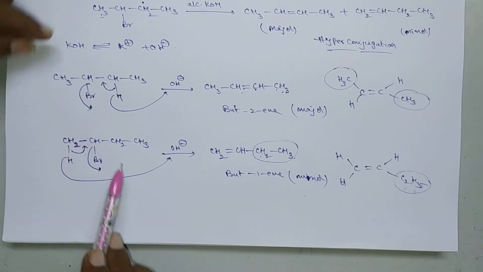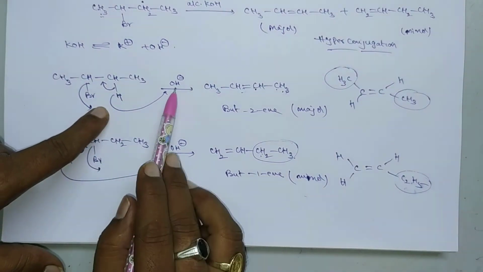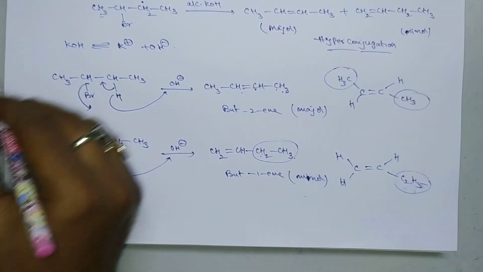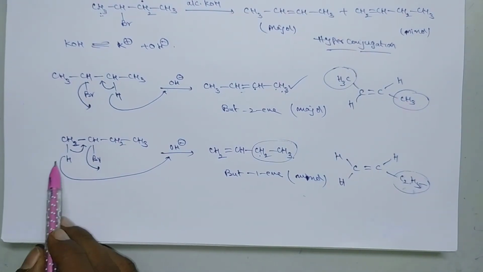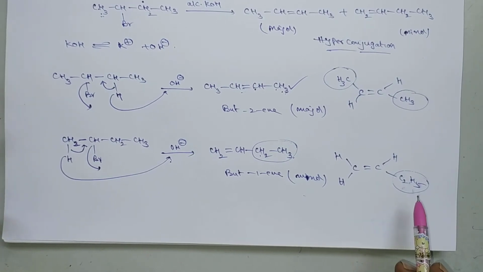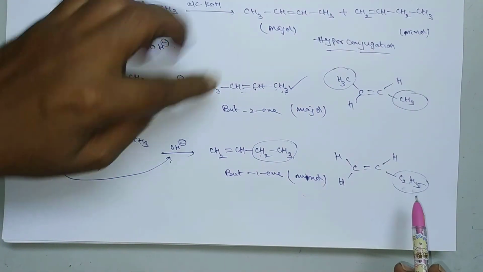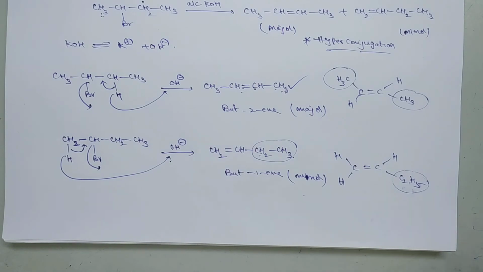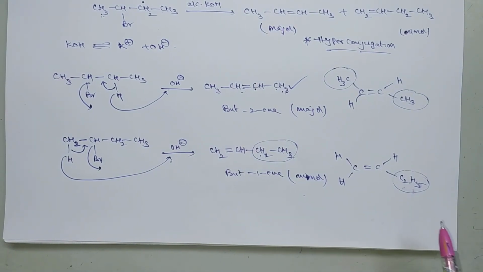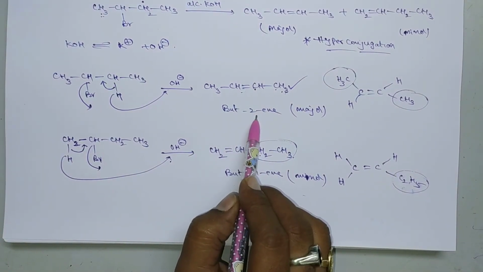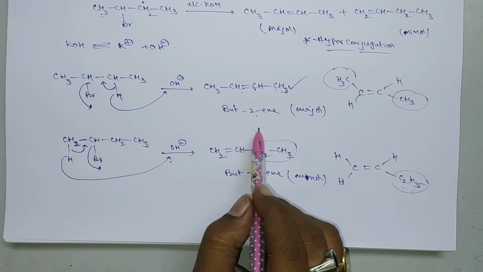By the abstraction of this proton, we get the highly substituted alkene. That's why this is the major product. By the abstraction of this proton, we get the less substituted product, so this is the minor product. In this way also we can predict the major product, or we can predict by using hyperconjugation. The greater the number of hyperconjugative structures, the greater the stability of the molecule. That's why this is the major product. In this way we can predict the eliminated product.